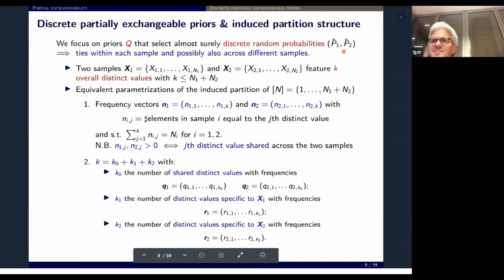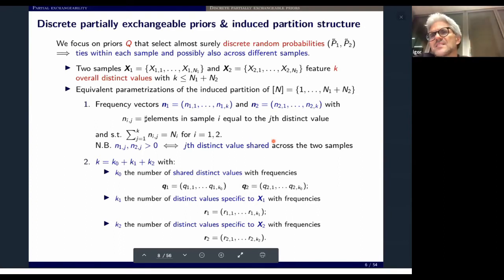Okay, as usual, I'm working with discrete stuff, so that's also the title of the lecture, I'm working in the discrete case. So I will have ties within each sample and possibly also across, okay? That's not necessary, but possible, and typically the cases which are of interest are those where you have ties across the two. Good, then let me take my two samples, okay? And the two samples will feature an overall number K of distinct species. Okay, and good, then for the induced partition, I can have two possible parametrizations. And according to the type of model I'm using, one or the other is more convenient.